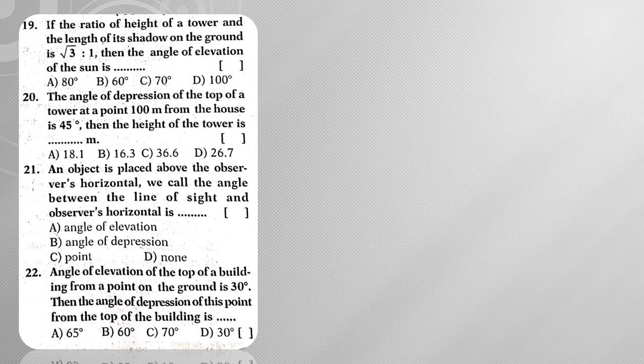Next, question number 19. If the ratio of the height of a tower and the length of the shadow is root 3 is to 1. So what has he given? Height is to distance is equal to root 3 is to 1. So that is nothing but tan theta. So tan theta is equal to root 3 by 1, which is nothing but tan 60 degrees. So clearly the answer is 60 degrees.